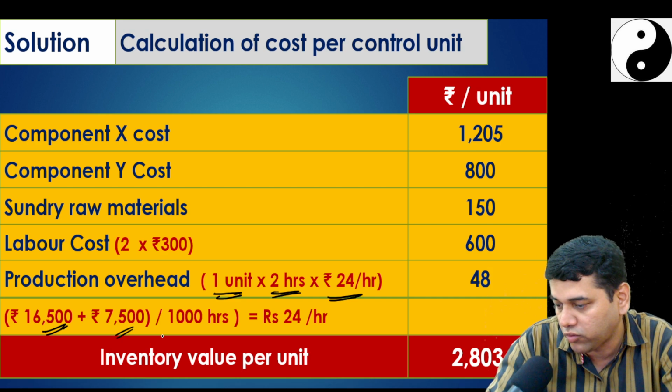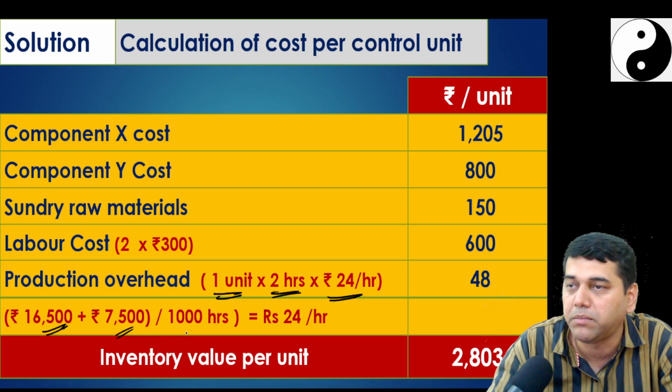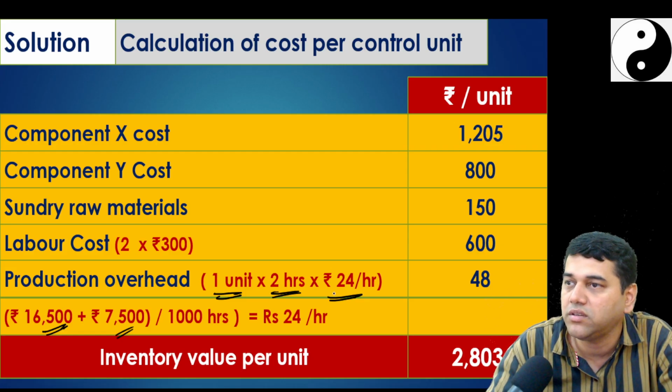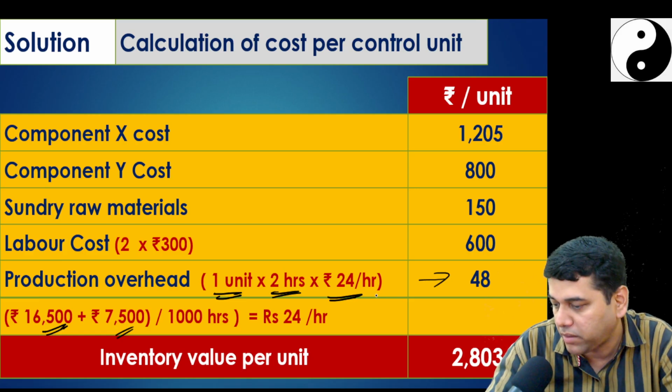So what is the 1000 hours here? Normal level of production per month. Okay, so you got the normal rate per hour. And how many actual hours? For 1 unit you took 2 hours. You got 48 rupees.